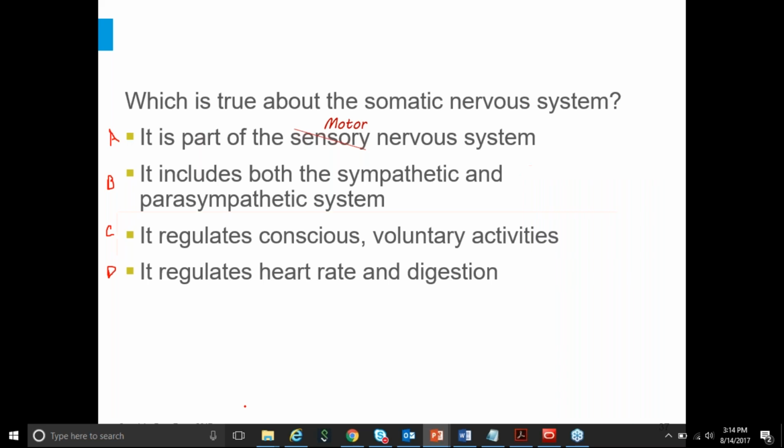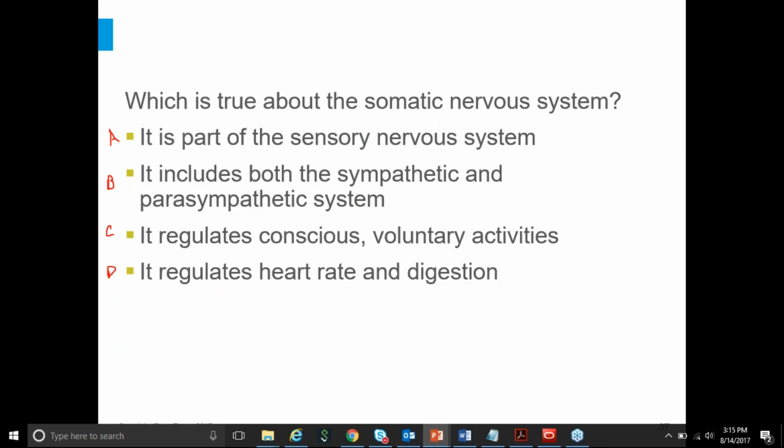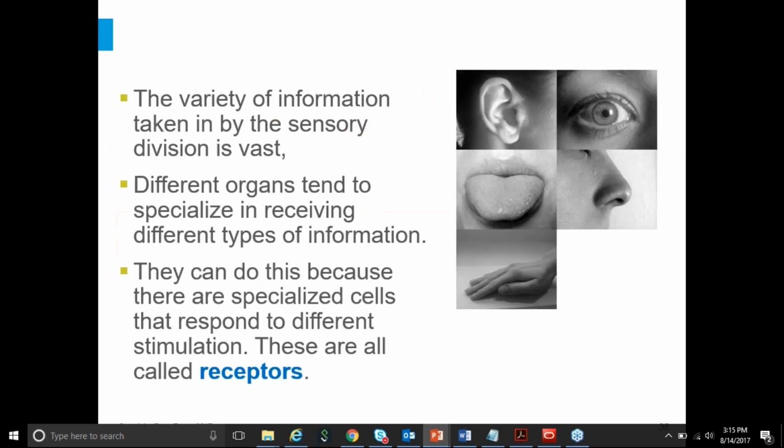Okay, so I would suggest going back, pausing the video and writing down this little diagram here so you can see what's part of what. These don't really break down into anything, so sensory doesn't break down any further, somatic doesn't break down any further, parasympathetic doesn't break down any further. It's the ones on this side that break down. So peripheral is broken into motor, sensory. Motor is broken down to autonomic and somatic. Autonomic is broken down into sympathetic and parasympathetic. So it's a good idea to have this organizational chart.